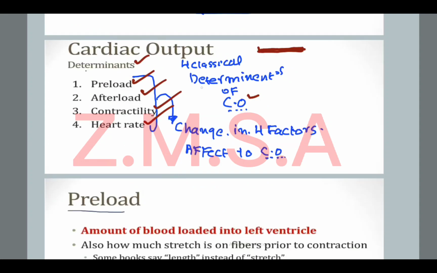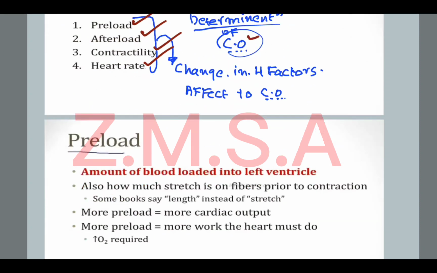Here are the 4 classical determinants of the cardiac output: preload, afterload, contractility, and heart rate. Now we will discuss these parameters one by one. First is preload.